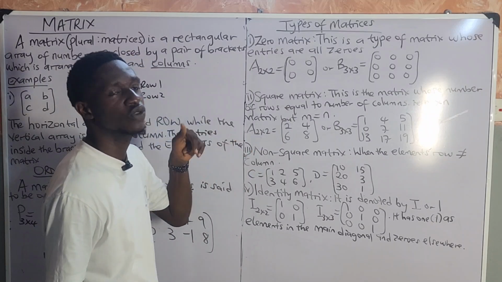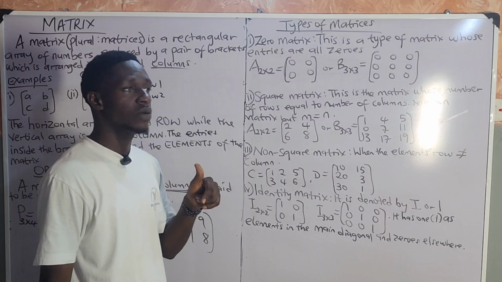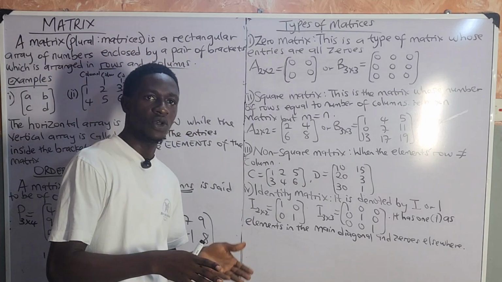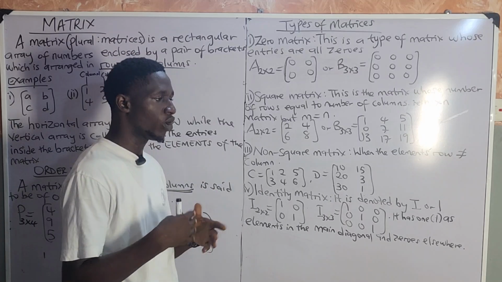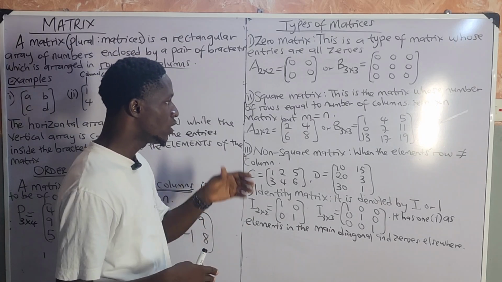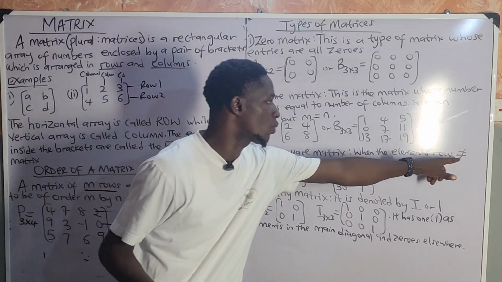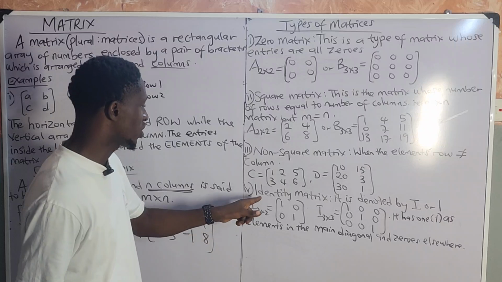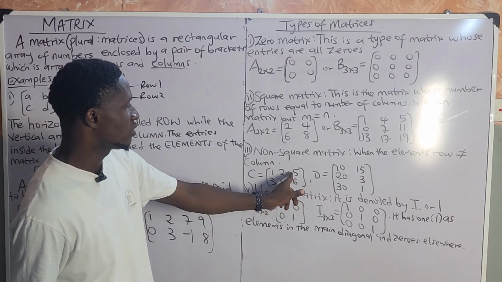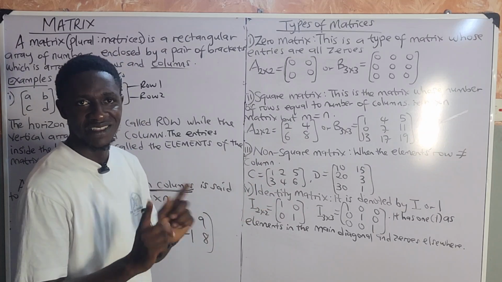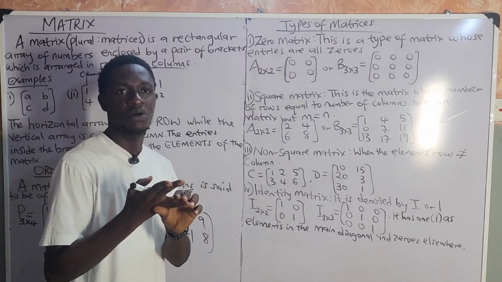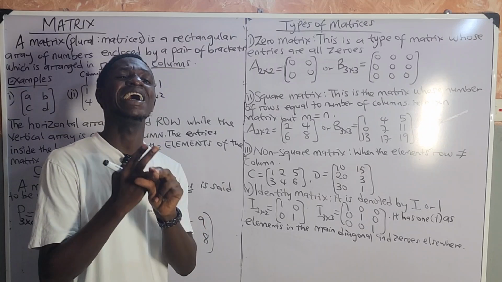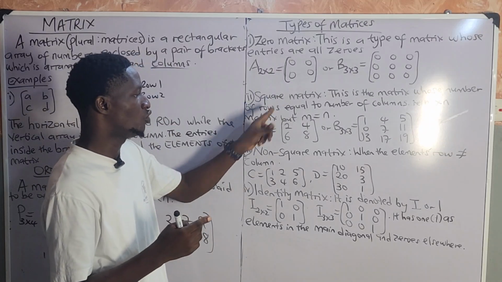We have what is called the non-square matrix. The non-square matrix is when the number of rows is not equal to the number of columns. We'll see as many of them as possible in this class. When the number of rows is not equal to the number of columns, it is referred to as a non-square matrix. You can see, what is the order here? This is 2 by 3. The numbers are different. Once the number of rows and the number of columns are different, it is non-square. But once the number of rows and the number of columns are the same, it is a square matrix.